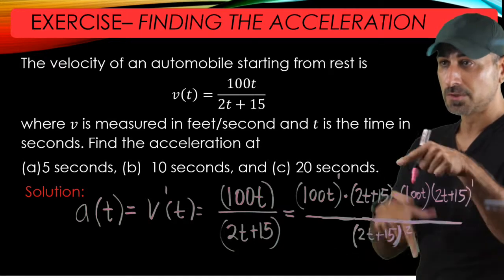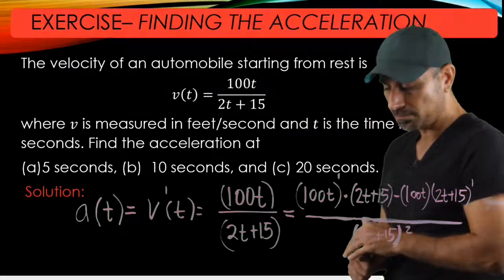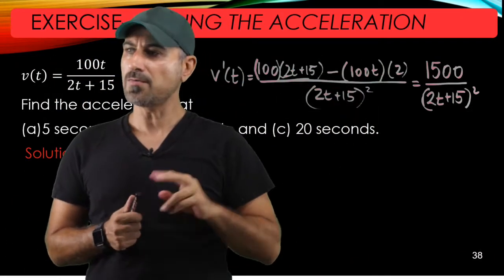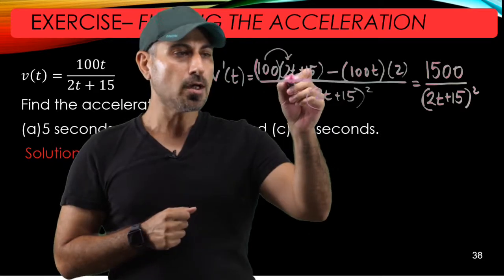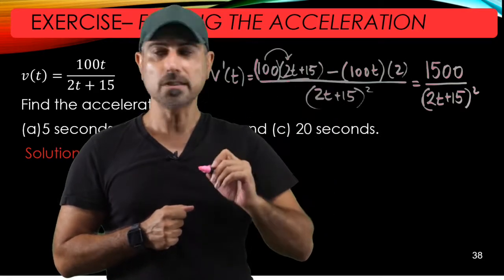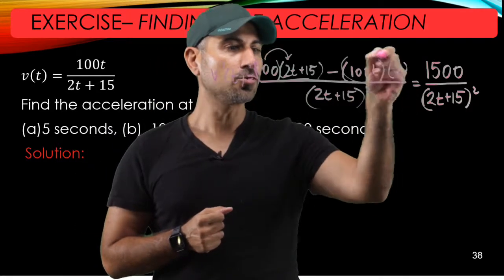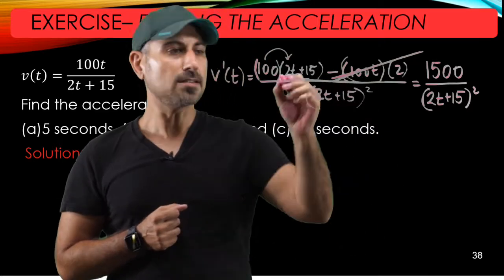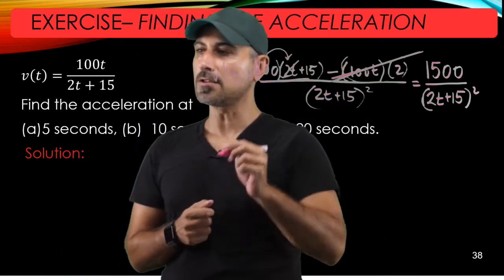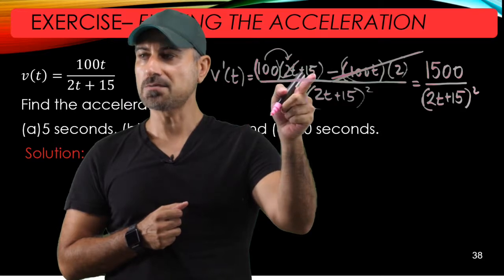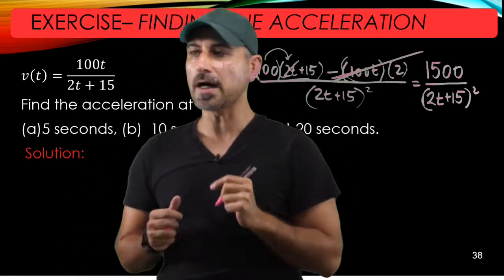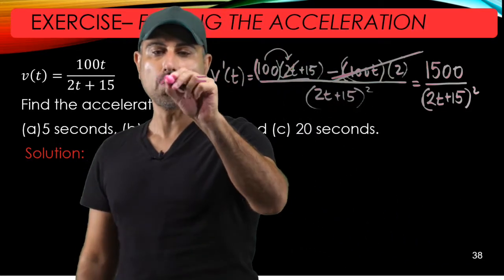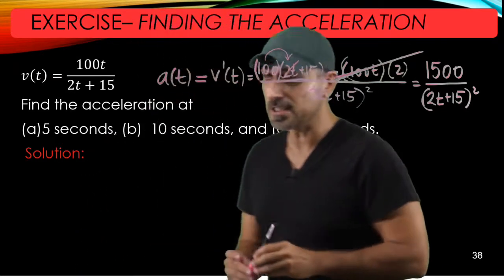So let me just rewrite it in the clean form. All right, after replacing the derivatives of these pieces here, we have this expression left. This is 200t plus 1500, and you have also here 200t. So in other words, this term is going to cancel this times that. So in other words, at the top you have 100 times 15 left, which is 1500, divided by 2t plus 15 squared. So v prime is what we call the acceleration of the vehicle.